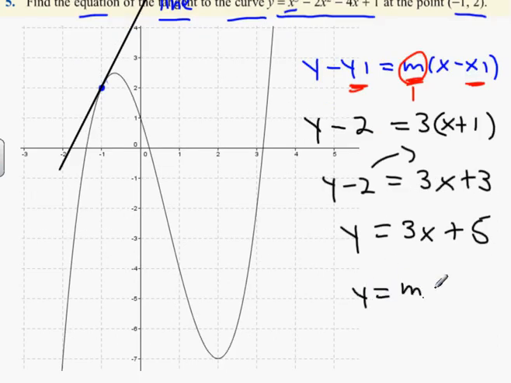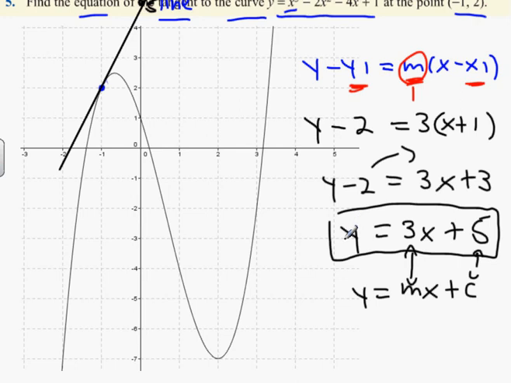If I was to use this, just a quick bit of revision. Anybody remember what mx plus c means? m is the slope, so this line has a slope of 3. Where does it cross the y-axis? It will roughly cross at 5. See the way it crosses above 4? It's going to cross roughly at 5. But the bottom line is, all you need is this answer here. That's the answer for your line. Is that alright?